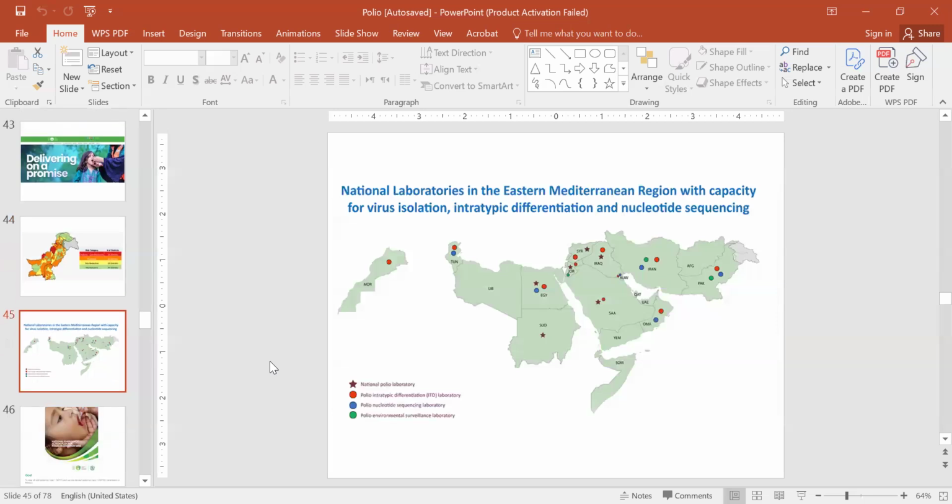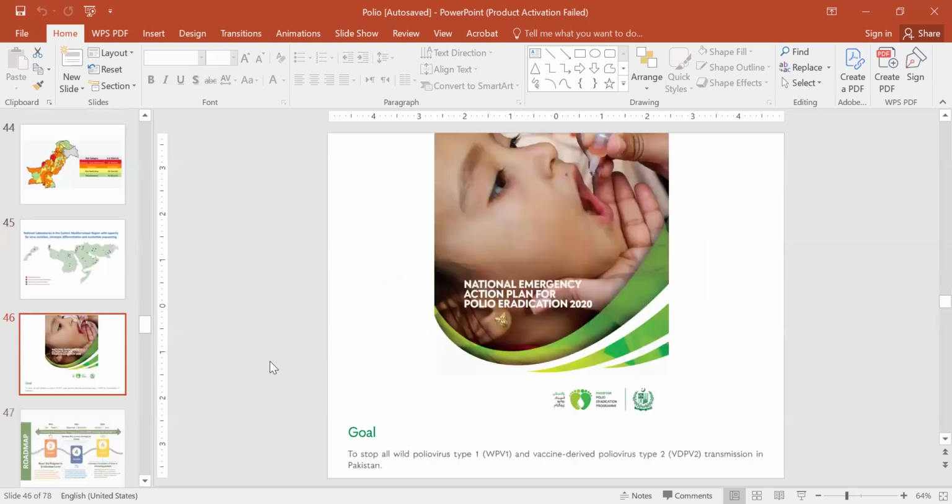This map shows that the red dot shows the polio intratypic differentiation laboratory, the blue color shows polio nucleotide sequencing laboratory, and the green dot shows polio environmental surveillance laboratory. And you can see that in Pakistan all the three laboratories are present, but in Afghanistan none of them are there.